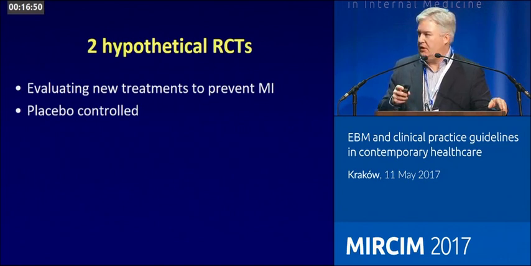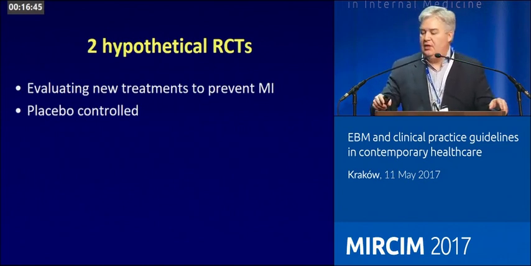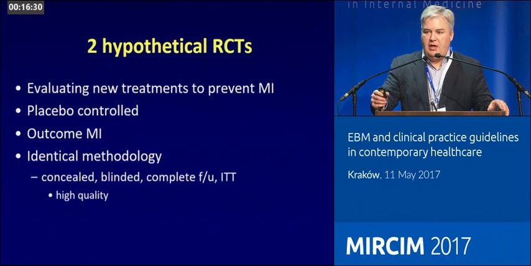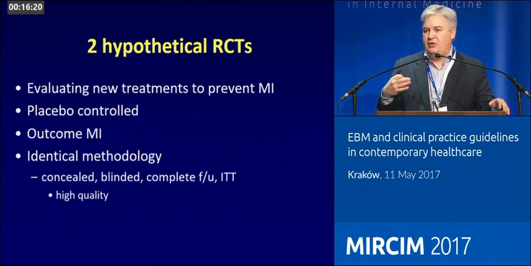I now want to present to you 2 hypothetical cases. And in these hypothetical cases, we're going to be evaluating a new treatment for the prevention of myocardial infarction. Now, these 2 trials will be set up identically, so everything about these trials is identical except for one thing that I will show you in a moment. These will both be placebo-controlled trials, and the outcome will be myocardial infarction. Everything that we think matters to prevent bias, that is systematic deviations from the truth, is done correctly. So we think that this is a very low risk of bias trial.